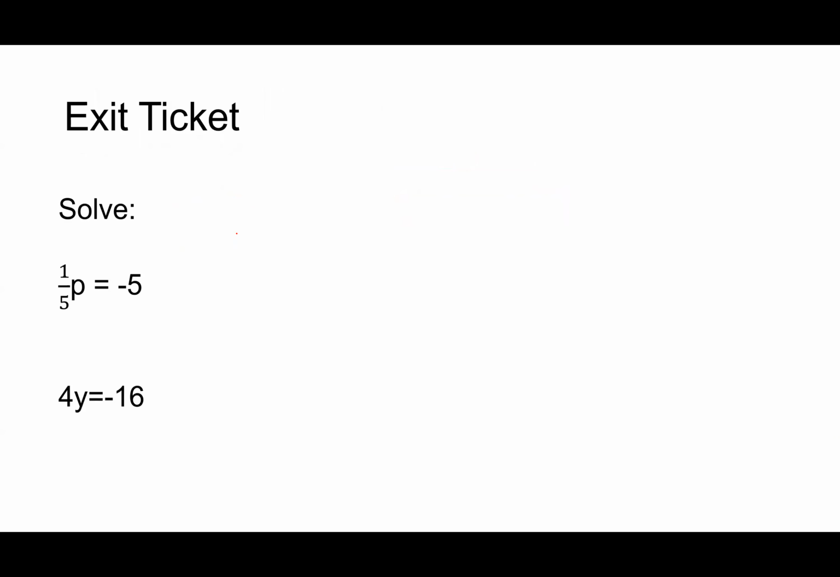All right, 1/5 p equals -5. Maddie, tell me what to do. Okay, 5 over 1 is typical, and then equals -5 times 5/1. Great job. Good job. P equals -25.